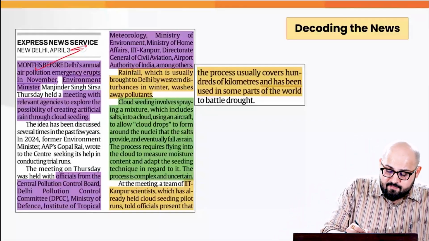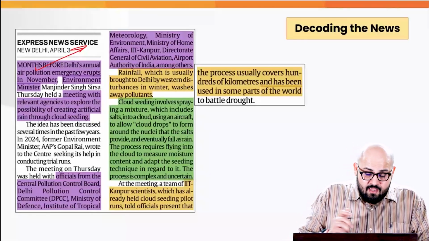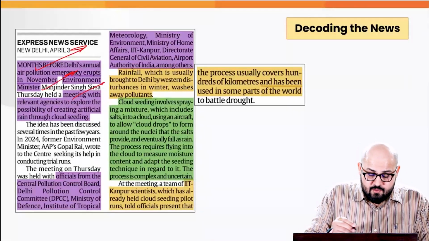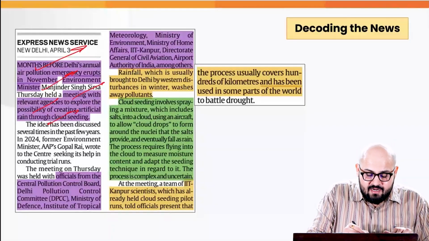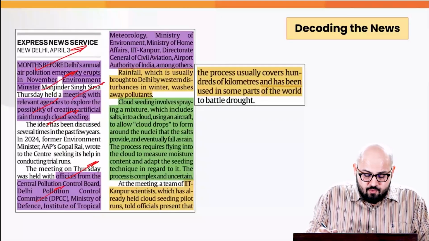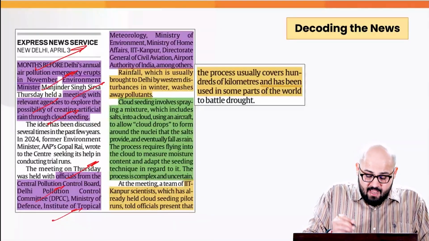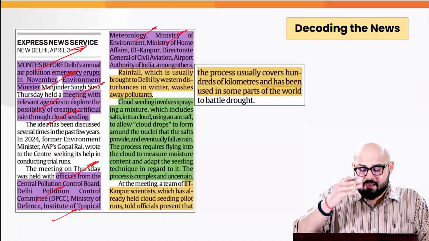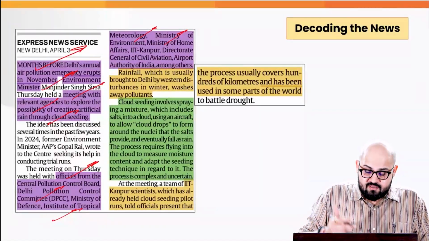So we have months before Delhi's annual air pollution emergency erupts in November. The Environment Minister held a meeting with relevant agencies to explore the possibility of creating artificial rain through cloud seeding. Officials from CPCB, Delhi Pollution Control Committee, Ministry of Defense, Institute of Tropical Meteorology, Ministry of Environment, Ministry of Home Affairs, and IIT Kanpur basically came and joined the meeting.